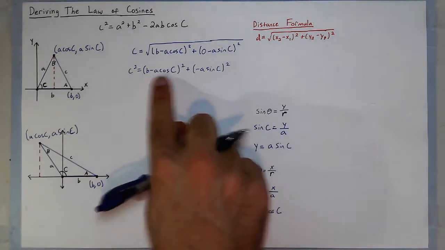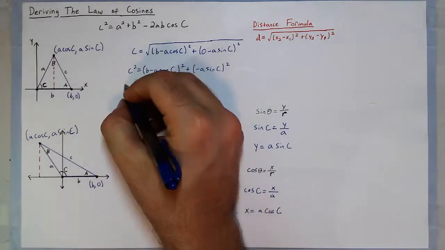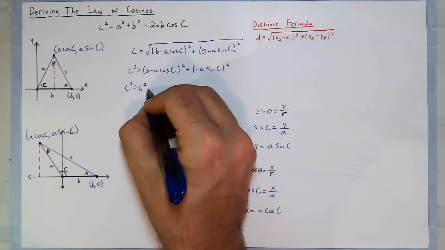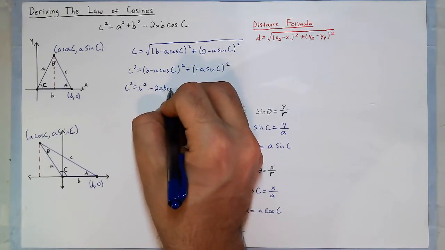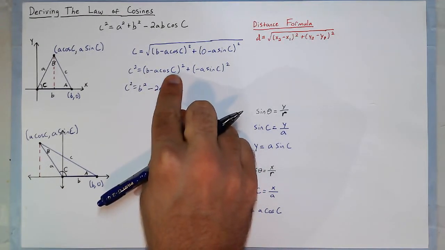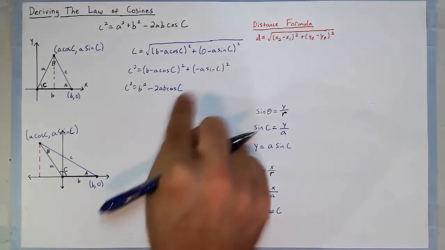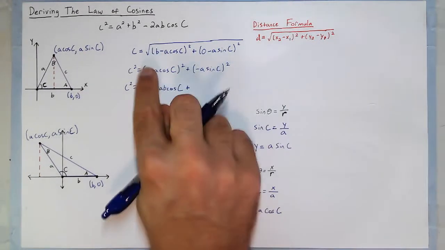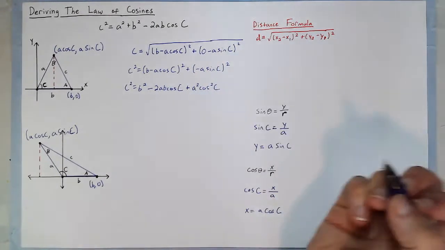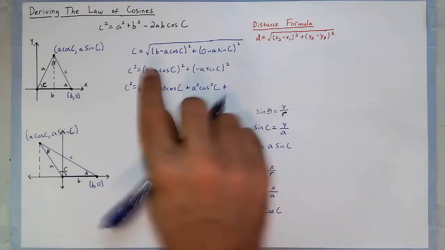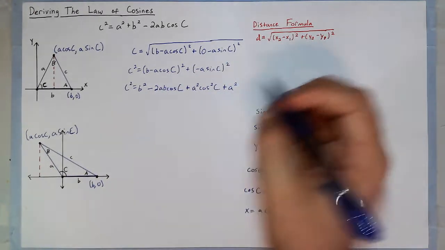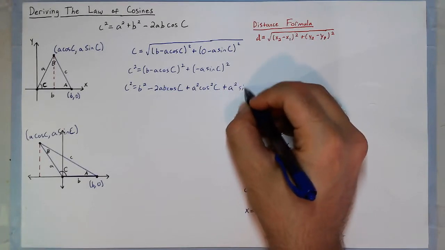And now I'm going to expand this expression. So c squared would equal b squared minus 2ab cosine of c, for doing b times negative a cosine of c, and then negative a cosine of c times b. Get 2 of those. And then plus a squared cosine squared of c, since you square both those terms. And the same thing over here: negative a squared is positive a squared times sine squared of c.